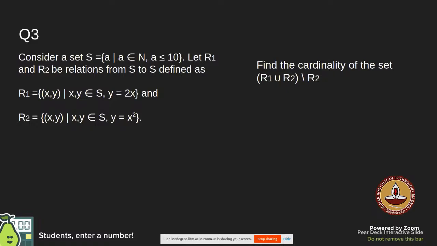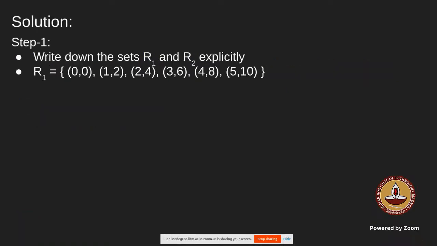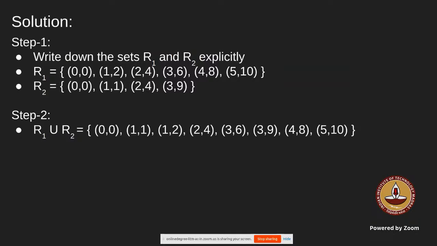Okay. Move to the next question. So step 2. R1 union R2 means all those elements which are either in R1 or in R2. So 0, 0 is there. 1, 1 is there. So I am taking all the elements which are either in R1 or R2. How come total 8? How come 1, 2? 1, 2 is inside R1, no?